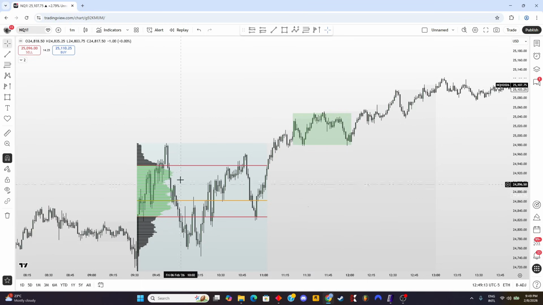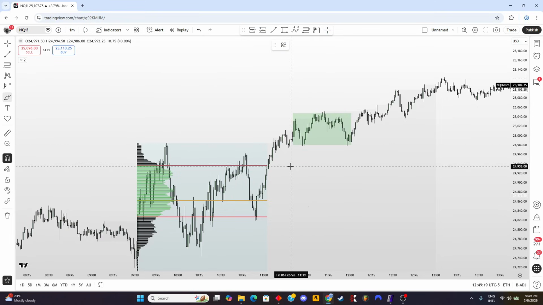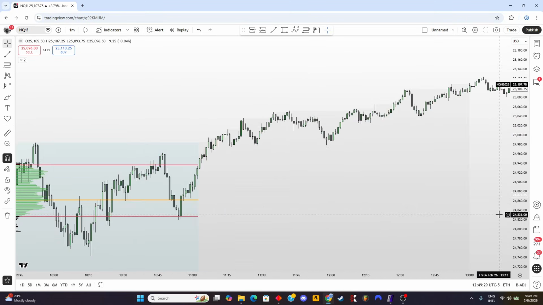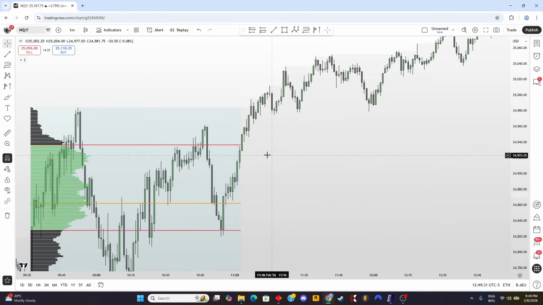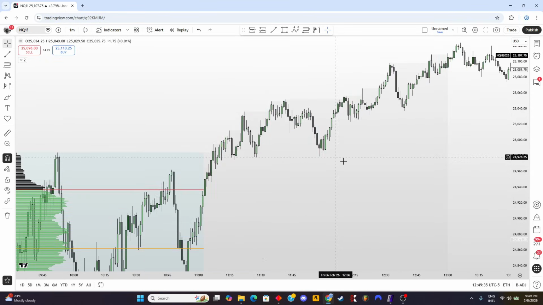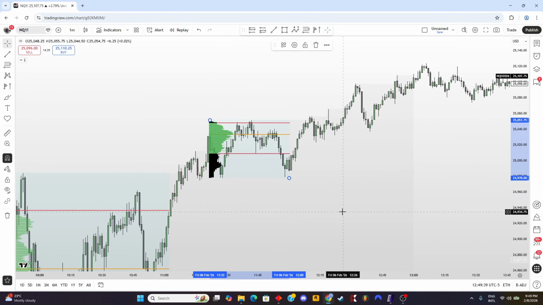We need to see a new balance form. This was the old balance of the price. This is the new balance. That means that the participants in the market are accepting higher prices, okay? And their goal is to push the price higher. So when you see price breaking out of the value area high in this case, and we have a D-shaped volume profile, you want to wait for consolidation, okay?